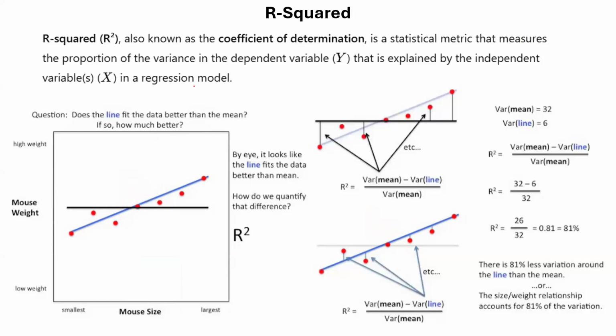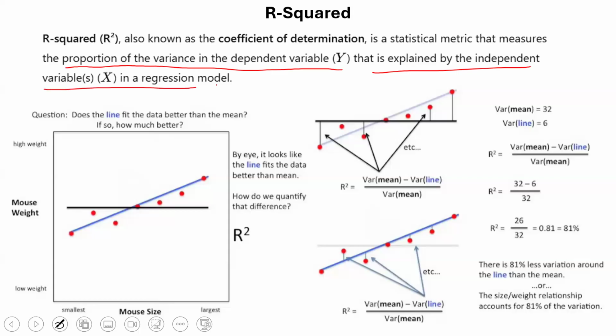Let's understand this. It measures the proportion of variation in the dependent variable that is explained by the independent variable in a regression model. What is the dependent variable and what is the independent variable here? The dependent variable is mouse weight. If you look at this diagram, mouse weight is on the y-axis and size is on the x-axis, right? This line can be represented by y = mx + c.